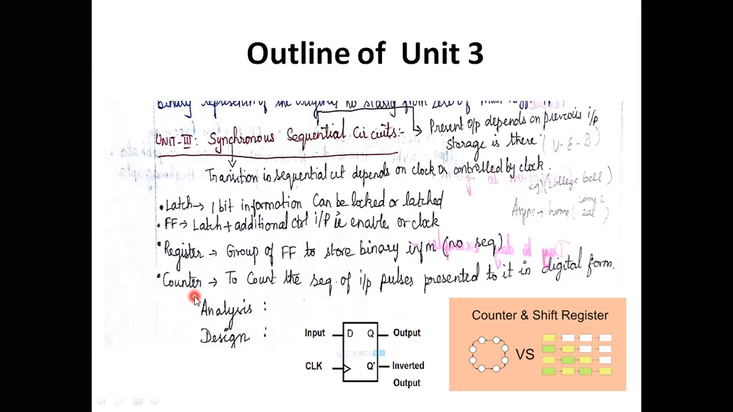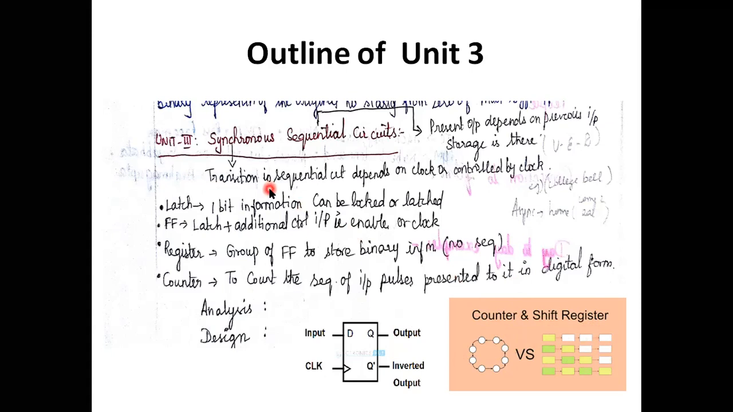Next, we'll finally discuss counters. Counters are normally used to count the sequence of input pulses presented to them in digital form. So however many clock pulses are coming, that number of clock pulses will be counted. That is the function of a counter. So this is a representation of a flip-flop. This is a counter, which can count the sequence of input pulses that is coming, and this is an example of a group of flip-flops to store particular information.